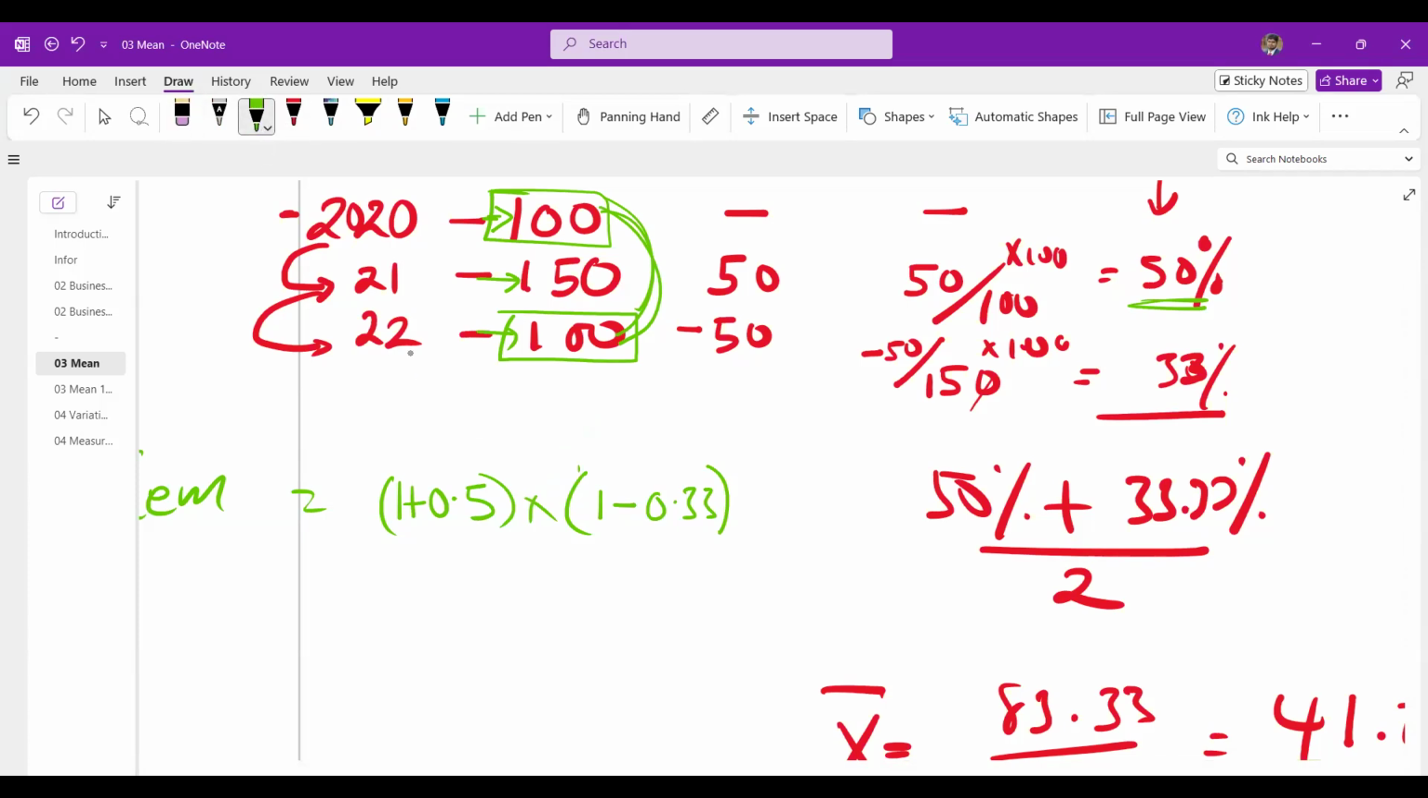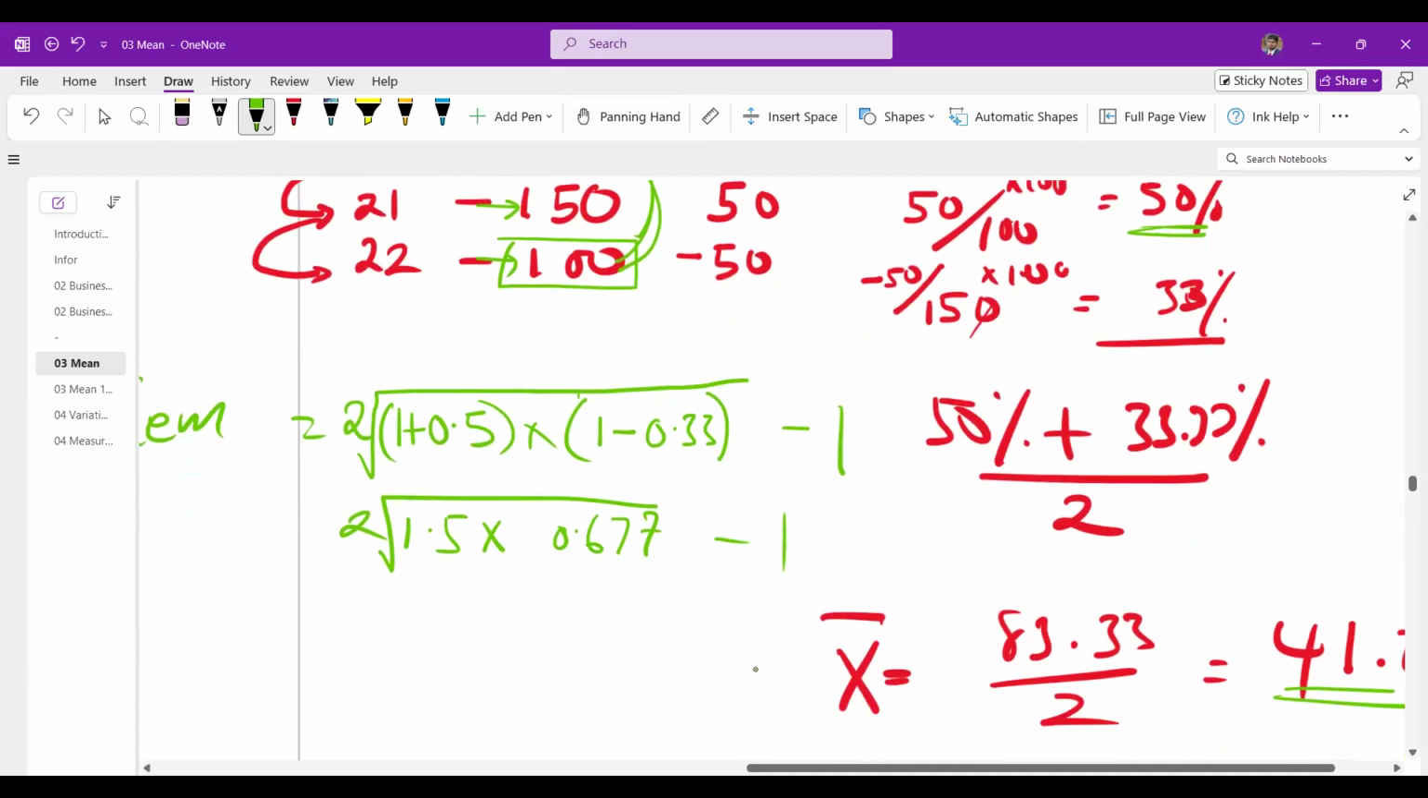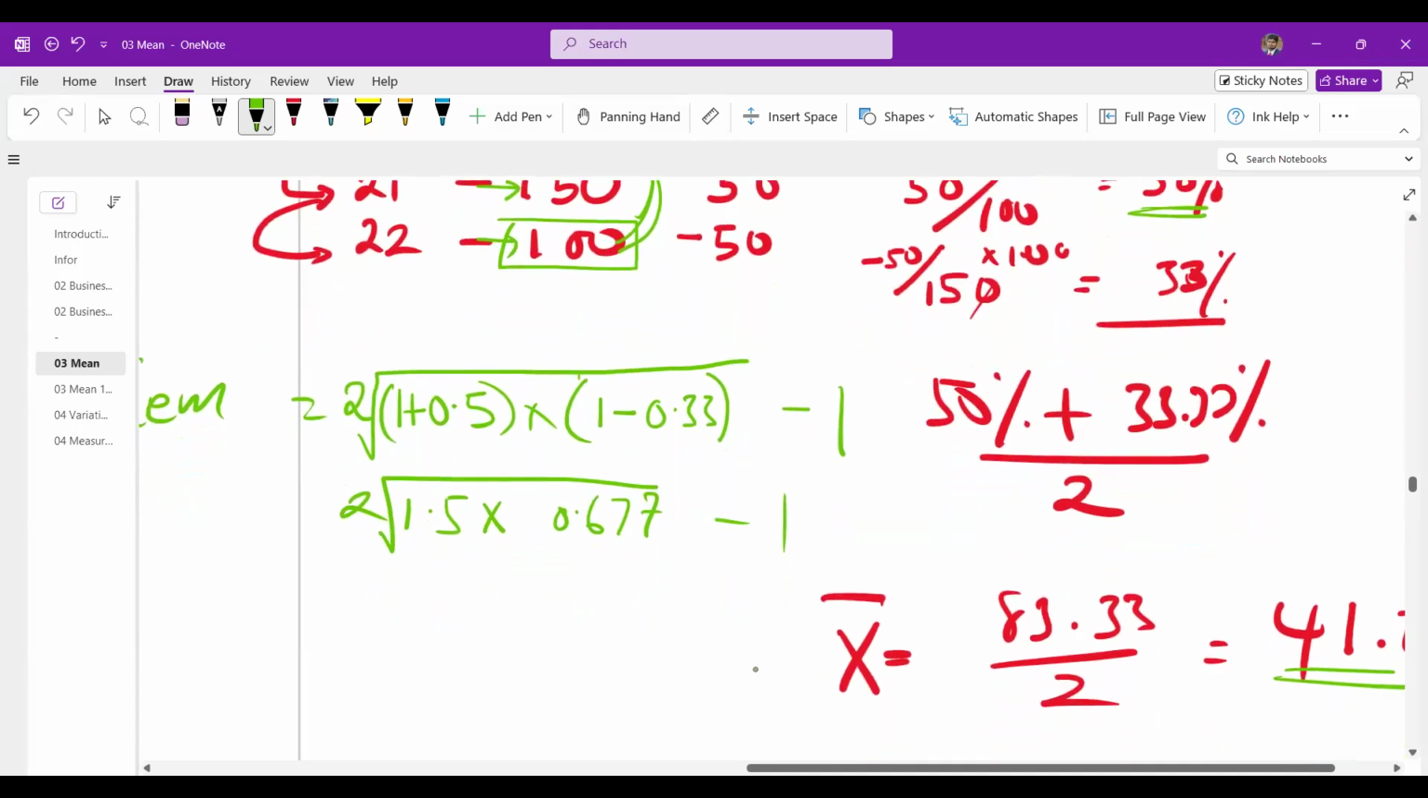And here, how many observations? 2 and minus 1. So I will explain the formula later. And when we calculate this, we can find this is 1.5 into this is 0.677, like that. And we find the root, square root, and minus 1. So what is the answer of this?